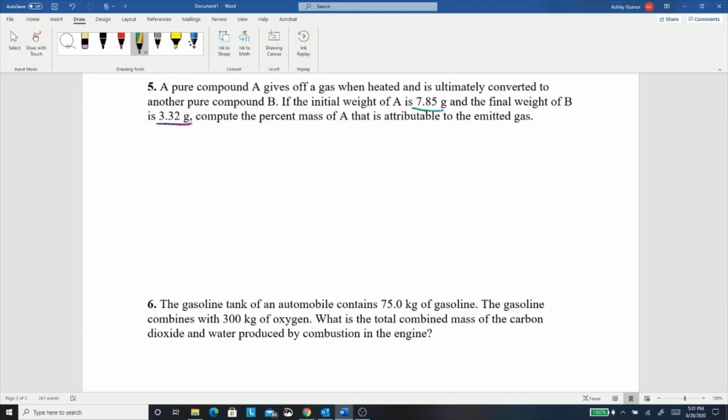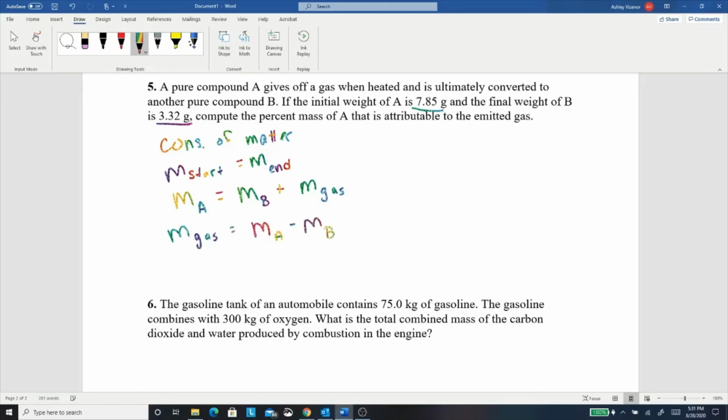So conservation of matter, or of mass, same thing, tells us that the mass that we start with is the same as the mass that we end with. So that means that our mass of A, that's all we started with, has to be equal to the mass of B plus the mass of whatever this gas that was emitted, because that's all that we make. So to get the mass of the gas, solving for that, it's the mass of A minus the mass of B. And A, we're told, is 7.85 grams minus B, which is 3.32 grams. We get 4.53 grams of gas.